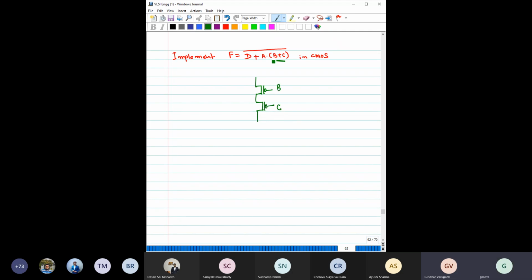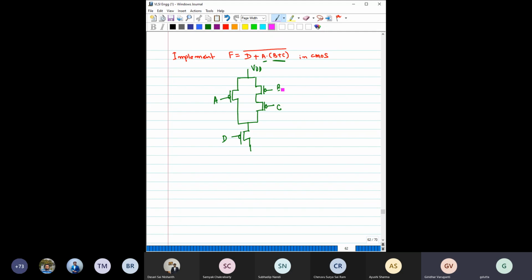BC in series. Now there is an AND operation between A and these two. AND operation means in PMOS they should come in parallel, right? So it is A. Here it is VDD, and here you have D, which is again an OR operation with the whole thing. So with this whole thing you have an OR operation. OR operation means for PMOS it is series. So this basically gives you this part.